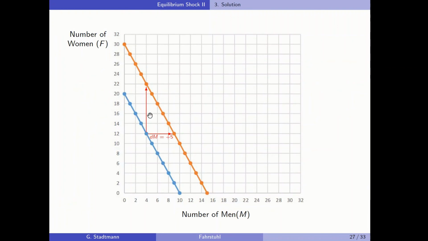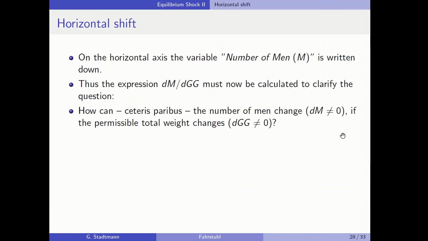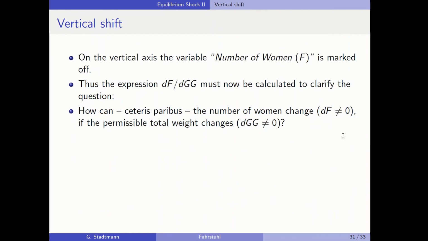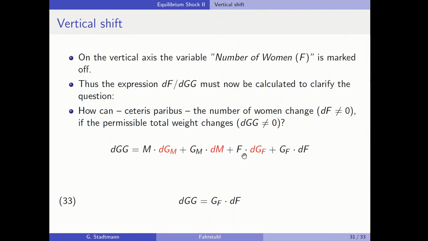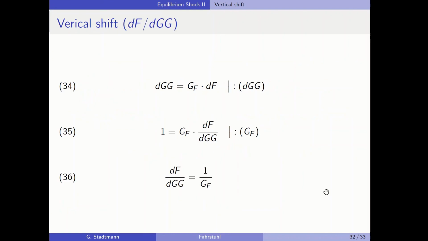So when this dot shifts upwards, the number of men is equal to 4 in this dot and that dot. The number of men does not change. Therefore, the red elements are equal to 0. We arrive at equation 33. Then we have to solve for df over dgg. So we put dgg on the other hand side of the equation. We put gf on the other hand side of the equation. And then we can come up with an interpretation of this relationship.